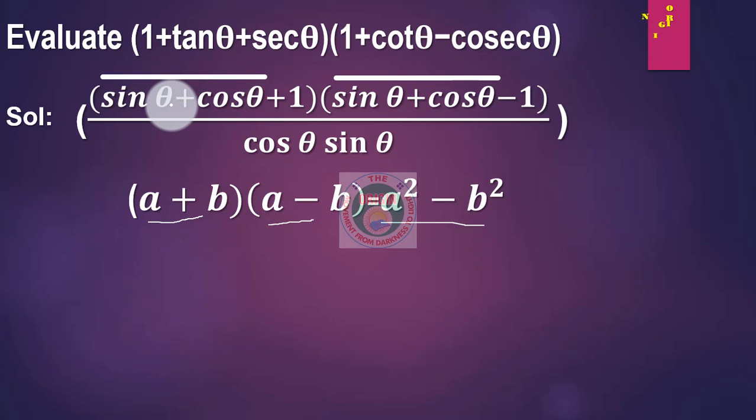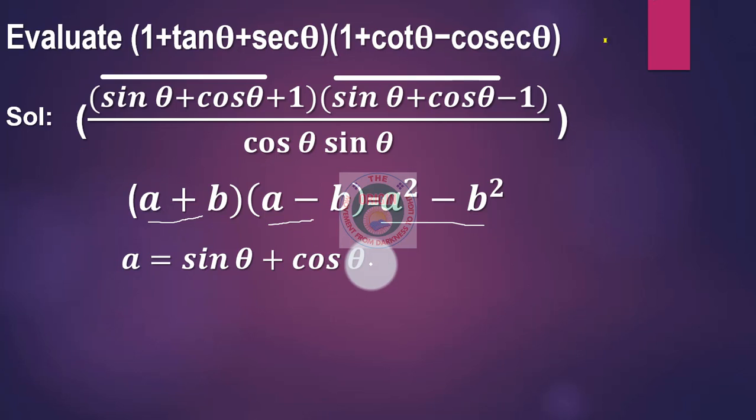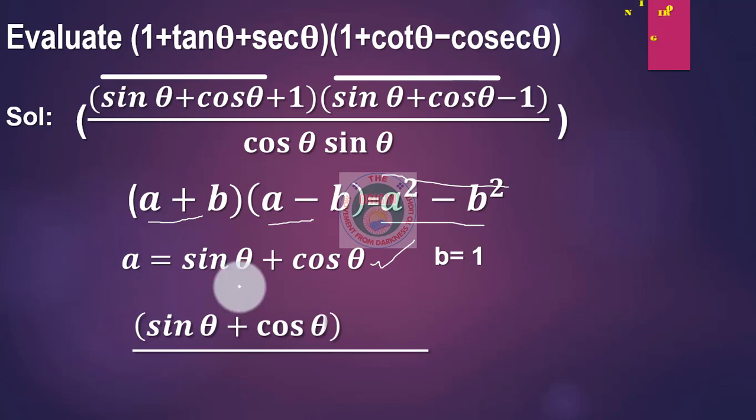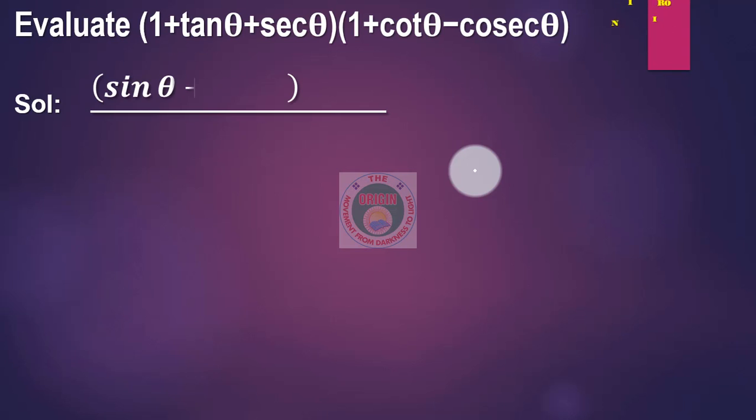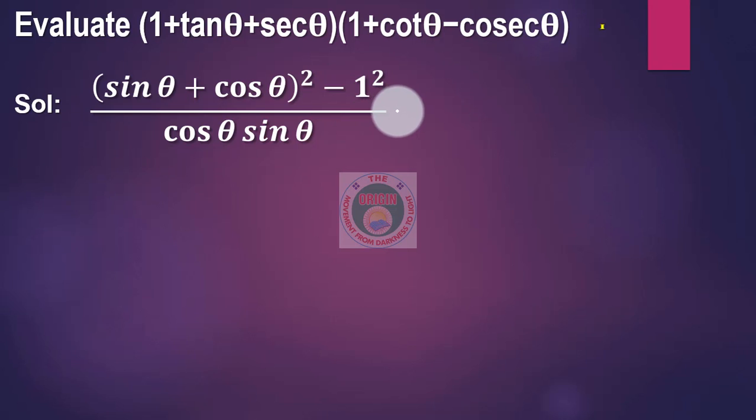What is A here? A is sin theta plus cos theta, and B is 1. I substitute the values in the formula A square minus B square. A is sin theta plus cos theta whole square, and minus B square is 1 square, by cos theta sin theta. The denominator does not change. Next: sin theta plus cos theta whole square minus 1 square by cos theta sin theta. The previous step is written the same here.